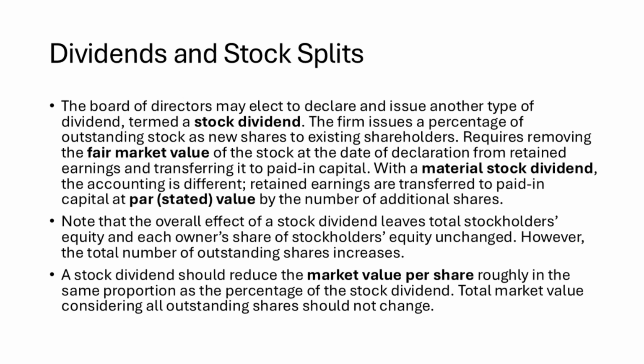And we have a note that the overall effect of the stock dividend leaves total stockholders' equity and each owner's share of the stockholders' equity unchanged. However, the total number of outstanding shares increases. A stock dividend should reduce the market value per share roughly in the same proportion as the percentage of the stock dividend. Total market value of outstanding shares should not change.